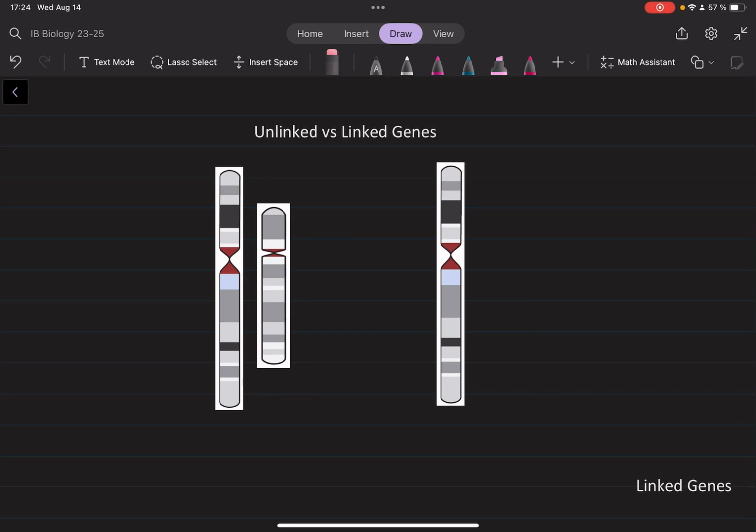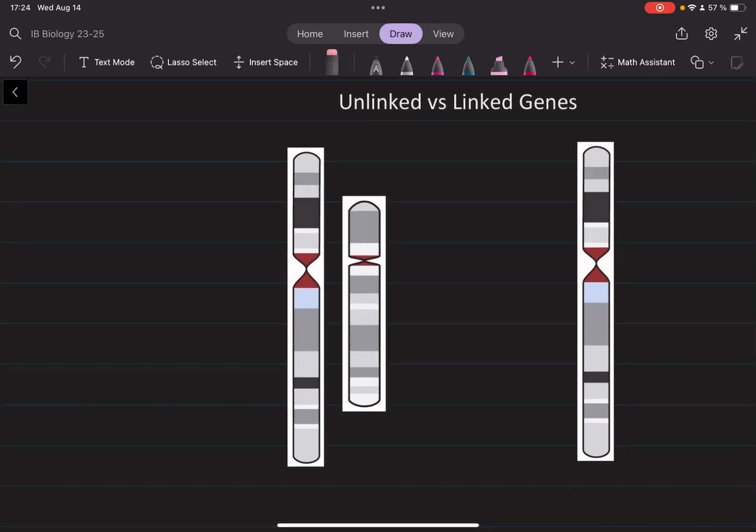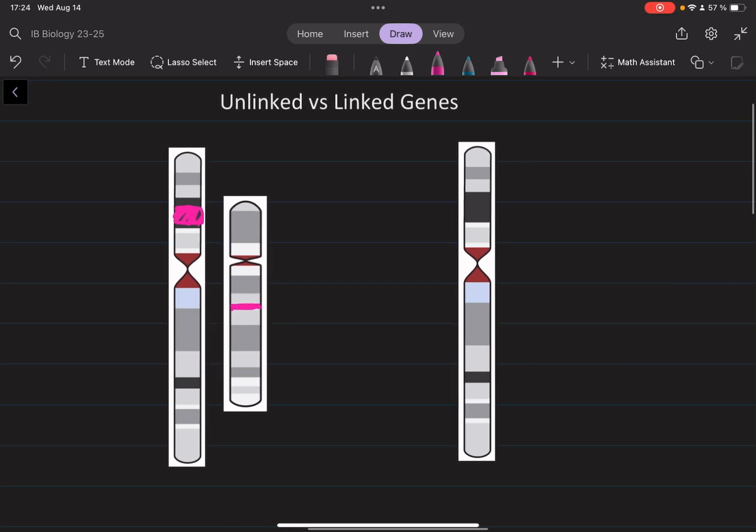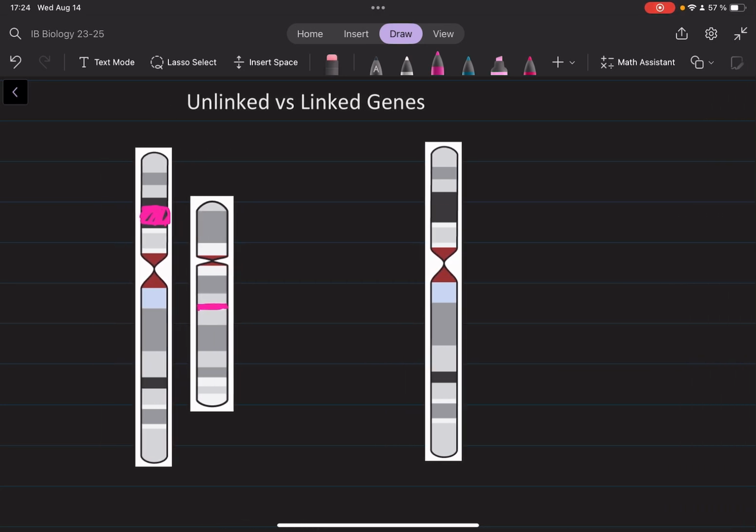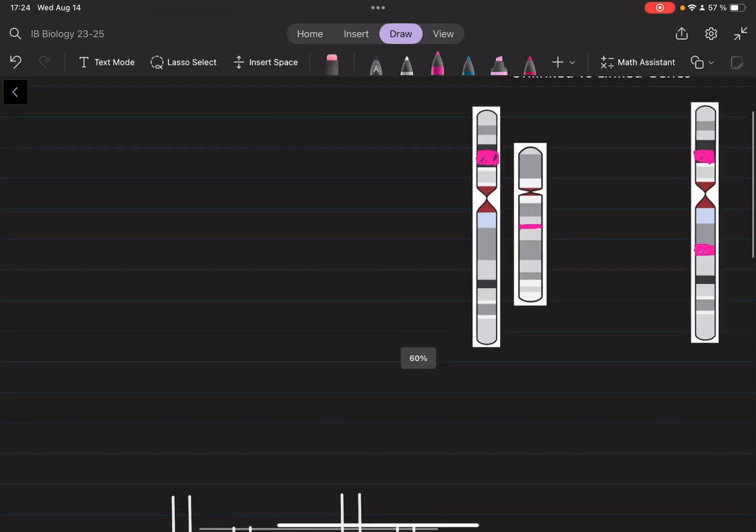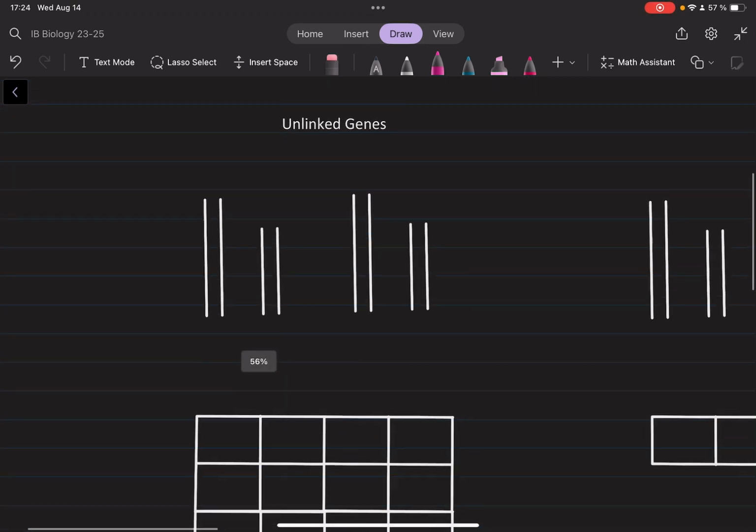Unlinked genes are when the genes for the two traits are found on two different chromosomes. So maybe one trait is found on this chromosome over here, and then another trait is found over here, and they are inherited separately. Whereas linked genes are when the traits are on the exact same chromosome, and they are inherited together, not separately. So let's look at unlinked genes.